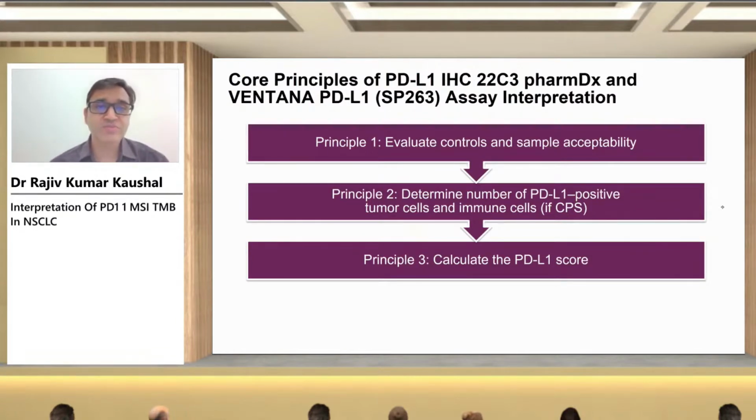First and foremost, we have to see whether the sample is satisfactory for evaluation or not. If it is satisfactory, then you go to the next step, in which you interpret the staining in the tumor cells. Only if you are doing the CPS do you have to look into the immune cells. Otherwise, normally in lung we don't evaluate the immune cells or macrophages. And finally you give the score.